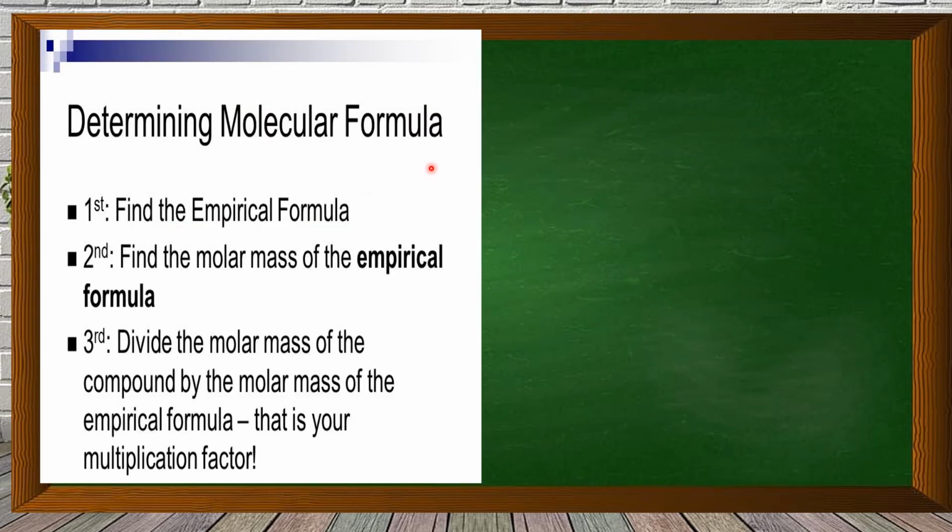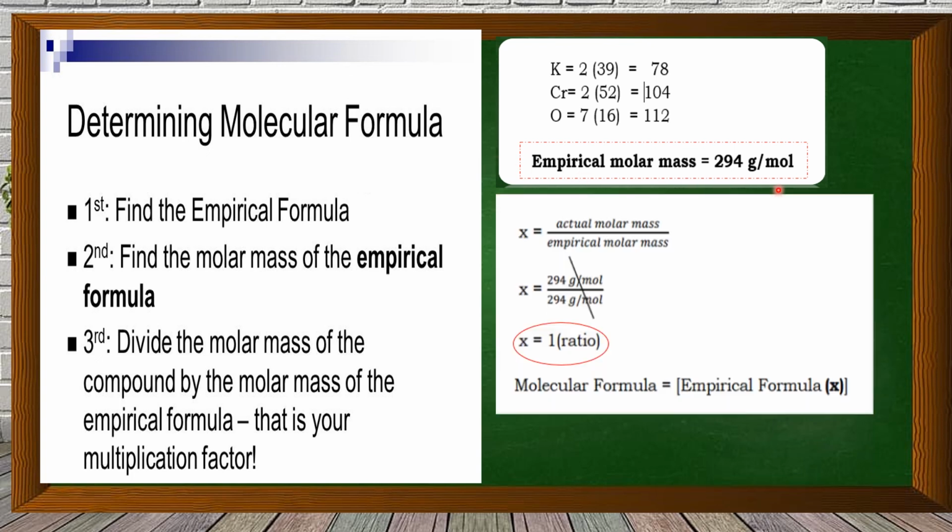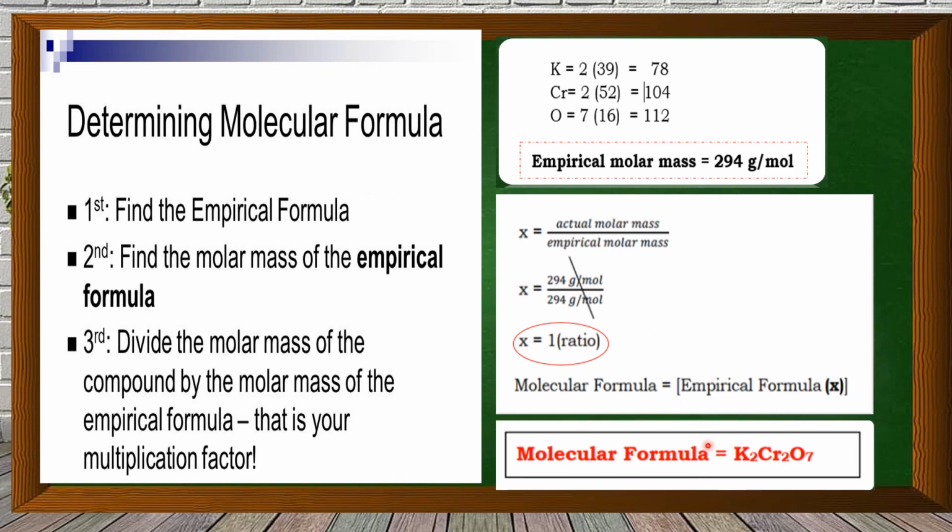Next is how to determine the molecular formula. First is to find the empirical formula. Next is to find the molar mass of the empirical formula. Third is to divide the molar mass of the compound by the molar mass of the empirical formula. And the quotient will be your multiplication factor.